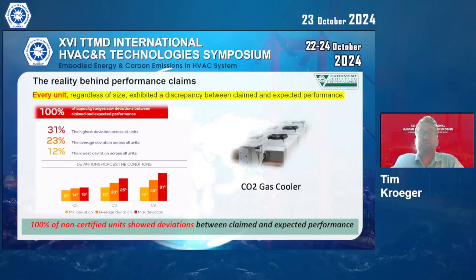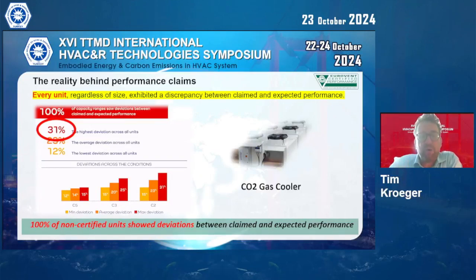And the deviation ran from the lowest deviation, which was 12%, to the highest deviation, which was 31%. Now, one thing to remember is that we simply analyzed published data. And this average deviation of 23% is actually based on the assumption that the published data for the standard conditions by the manufacturer is accurate and correct.